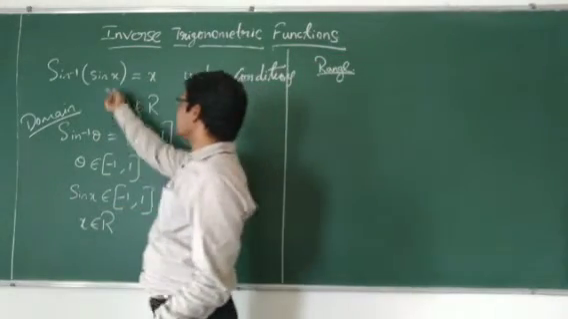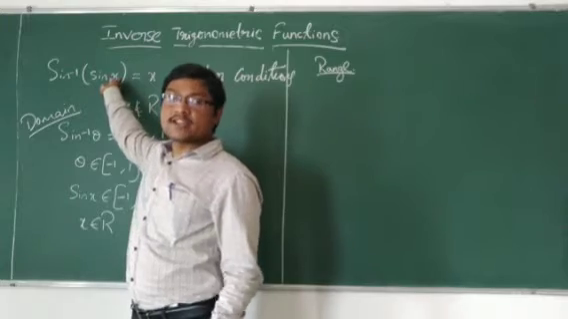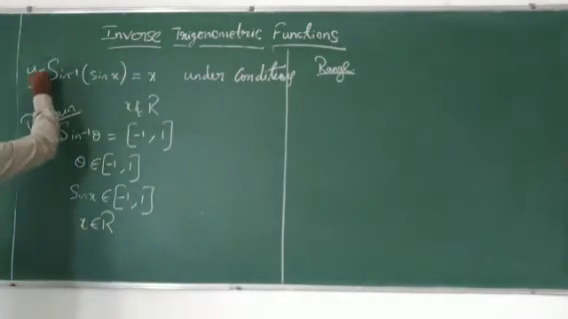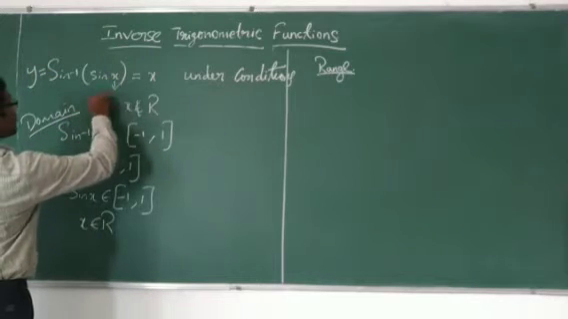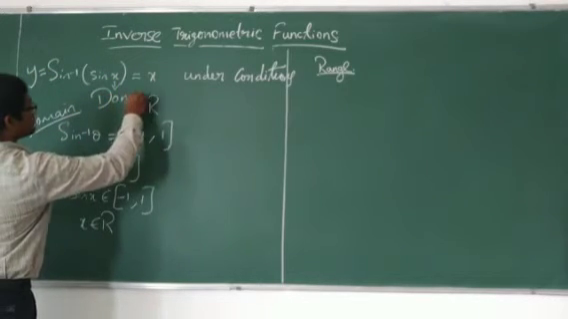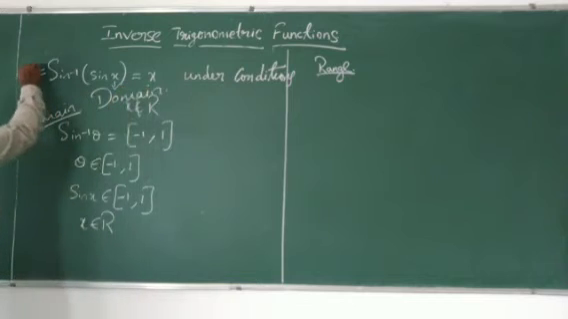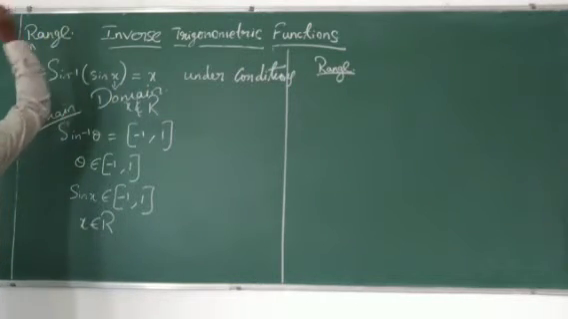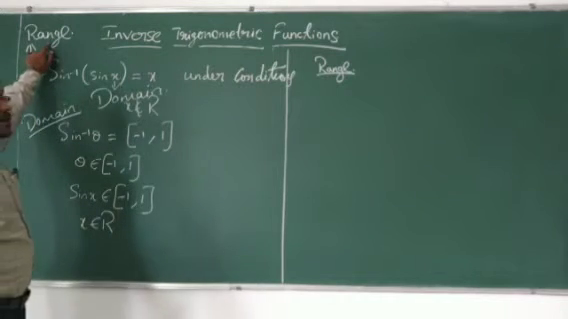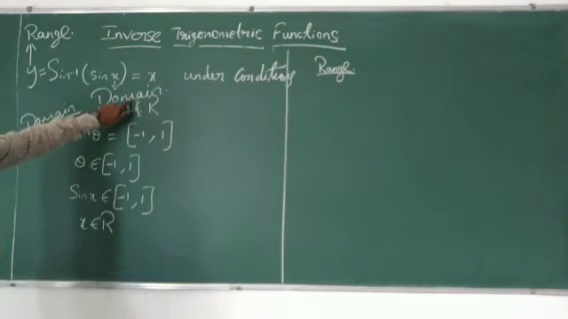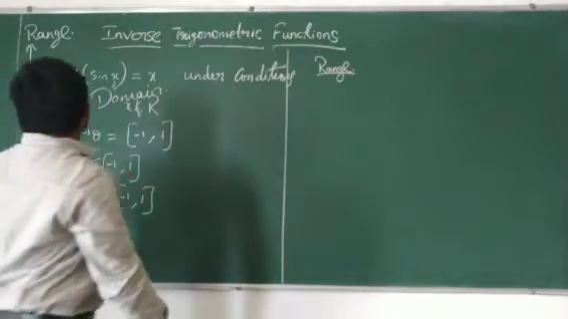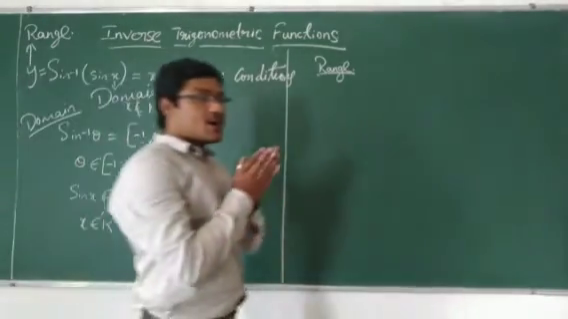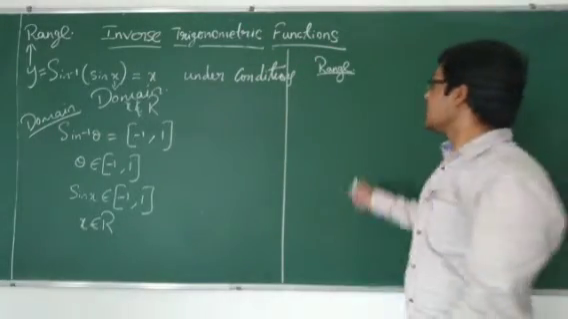Remember, domain is nothing but the values of x. Range is nothing but the values of y. X values will give you the domain, and y values are nothing but the range. Now what is the range? Range is sin inverse. What all values can sin inverse take?